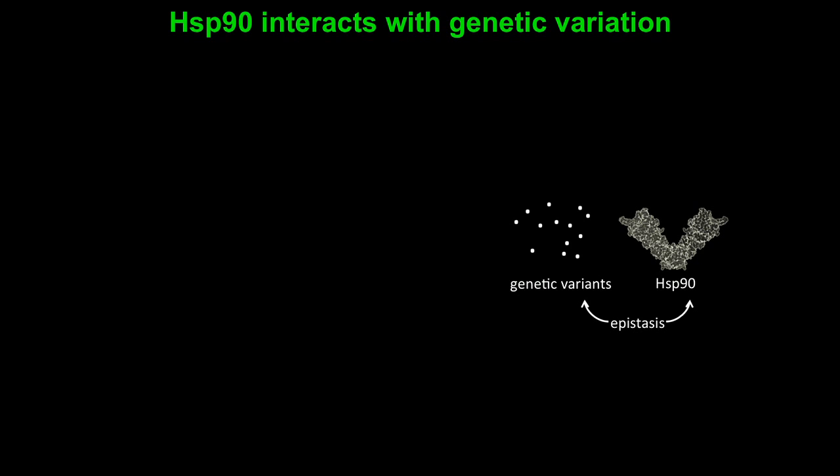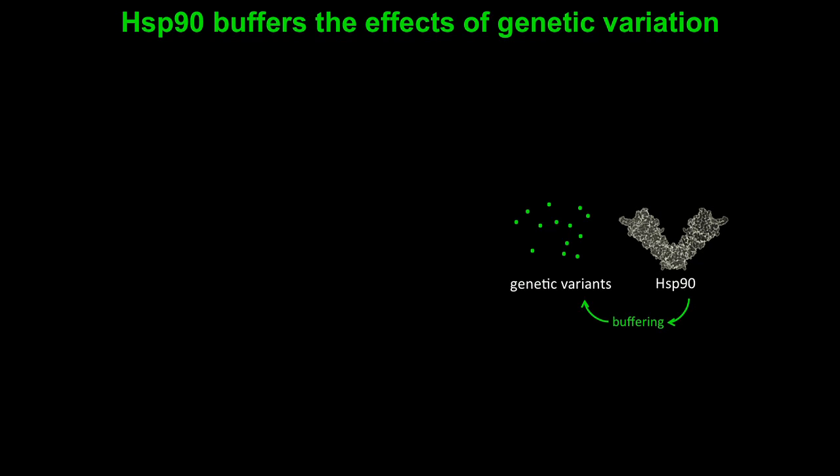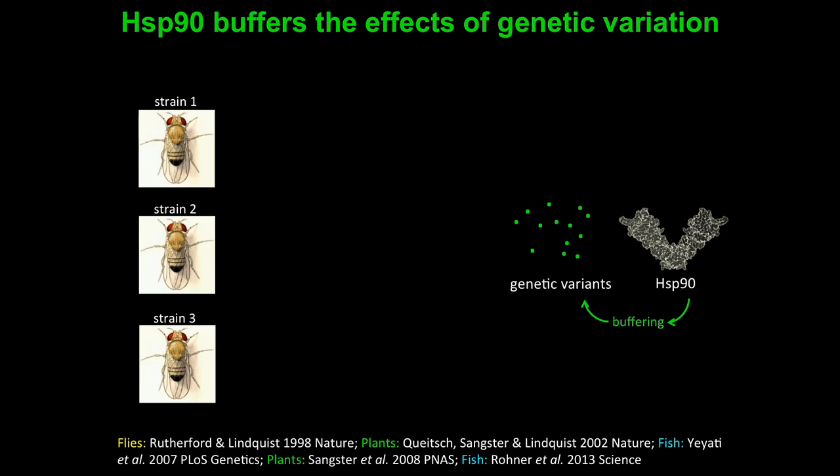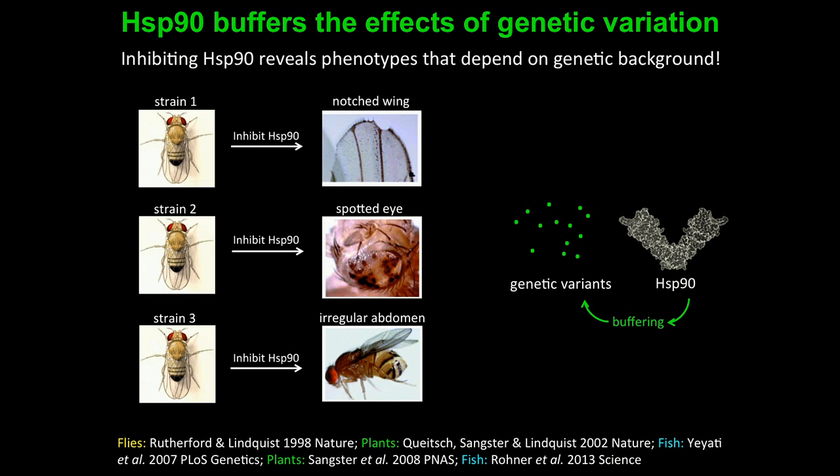It interacts epistatically with a lot of the genetic variants in nature, and it does so in a very specific way, and that's that it tends to buffer their effects. So the first time this was observed was in an experiment done in fruit flies. And in this experiment, they took a bunch of lines of genetically distinct flies and inhibited Hsp90. And when they did so, they saw that the previously buffered effects of cryptic genetic variation are revealed. And you see a different phenotype is revealed in each fly line. That's because these fly lines are genetically distinct. So each one possessed different buffered alleles.